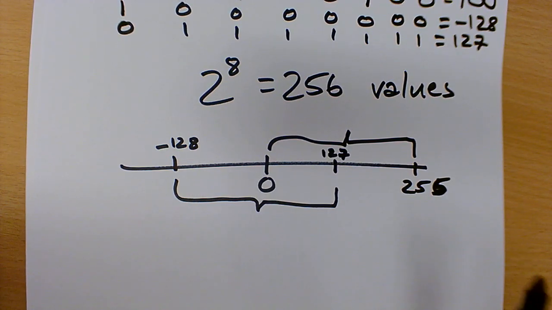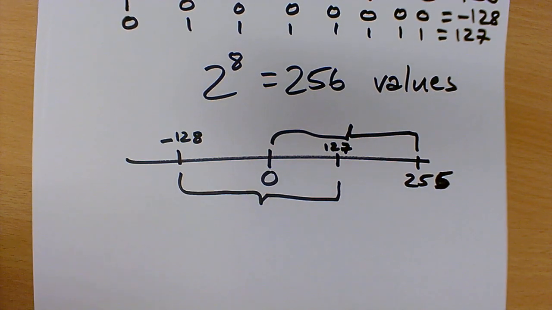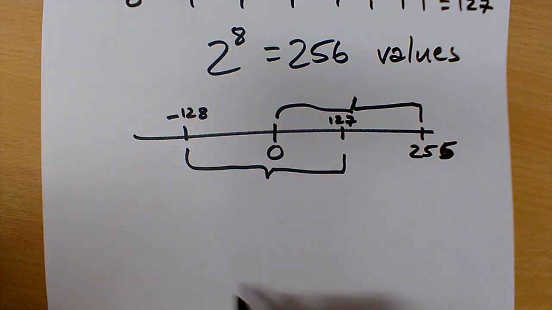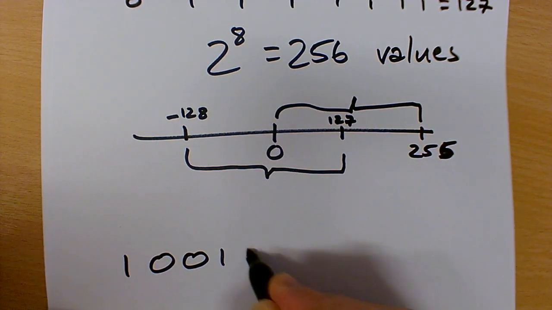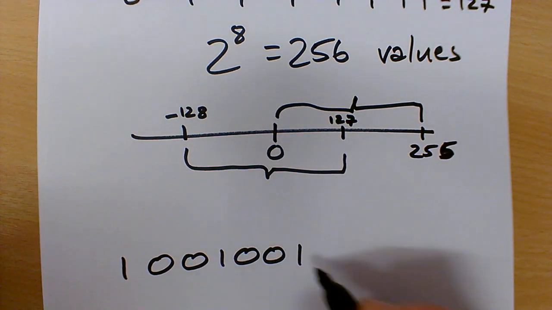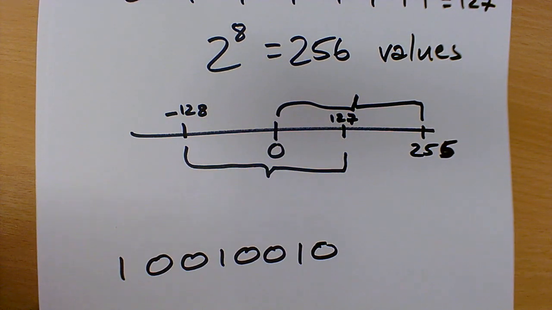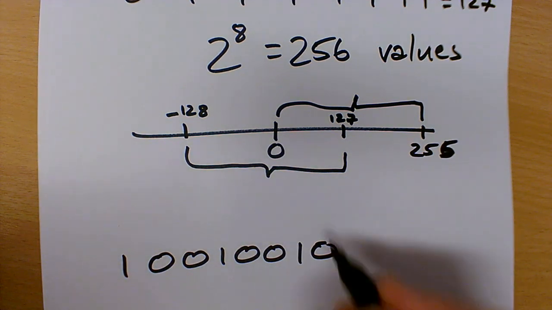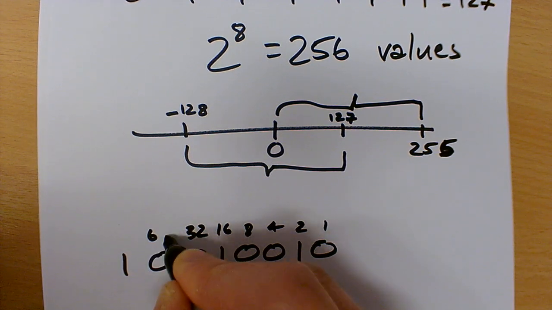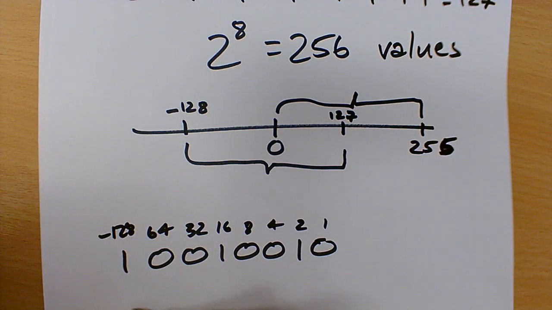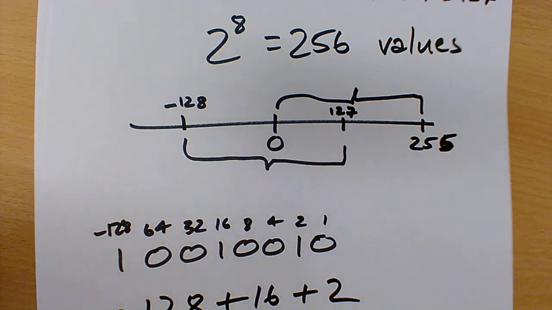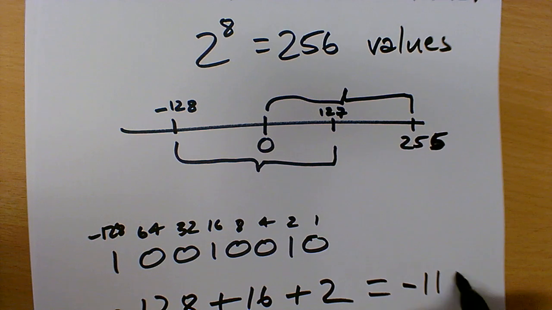Now what about converting back? Exactly the same. If I'm given an 8-bit number that I'm told has been represented using 2's complement, I'm just going to make one up here. We just write the place values above it, making sure the leftmost one is negative. 64, negative 128. So that is negative 128 plus 16 plus 2. What's that? Negative 110.